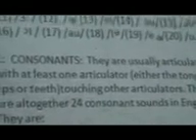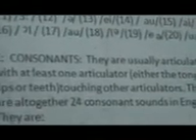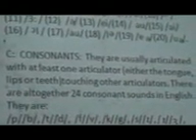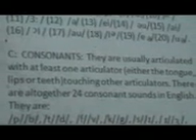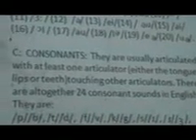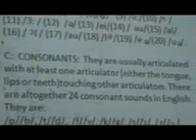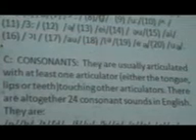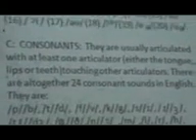Section C. Consonants. Consonants are usually articulated with at least one articulator, that is either the tongue, lips, or teeth, touching other articulators. There are altogether 24 consonant sounds in English.